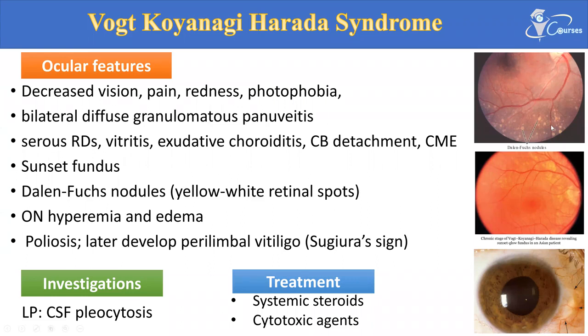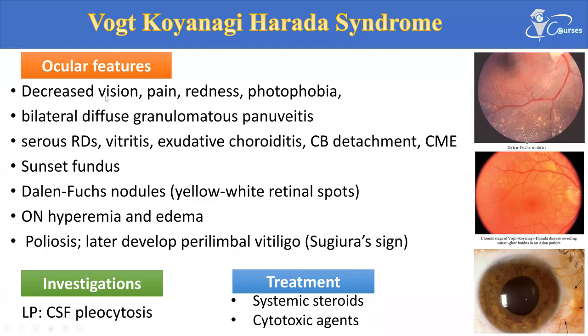It will present late: Dalen-Fuchs nodules, optic nerve hyperemia and edema, and poliosis. Later on there will be some whitening around the limbus called the perilimbal vitiligo or Sugiura sign. Perilimbal vitiligo or Sugiura sign also occurs later on in Vogt-Koyanagi-Harada syndrome.